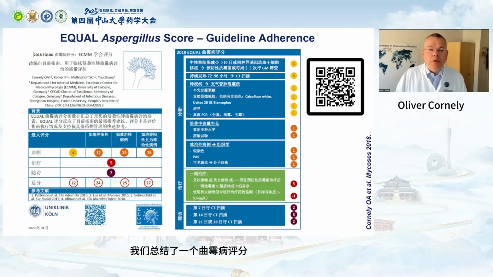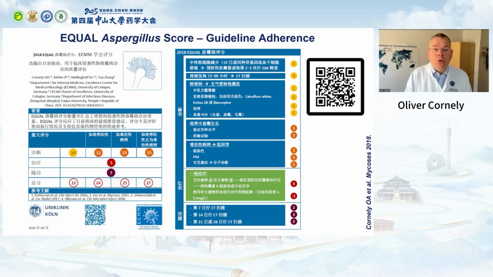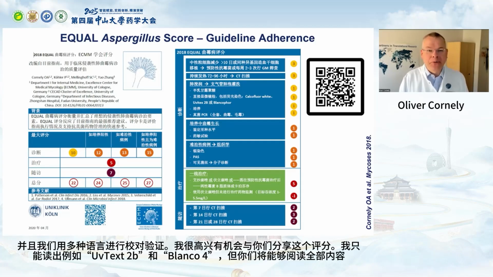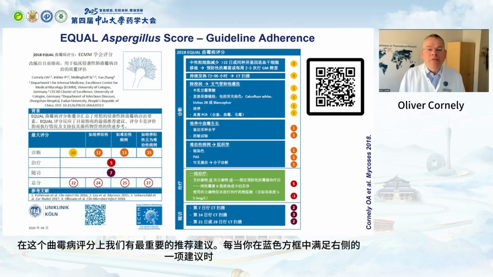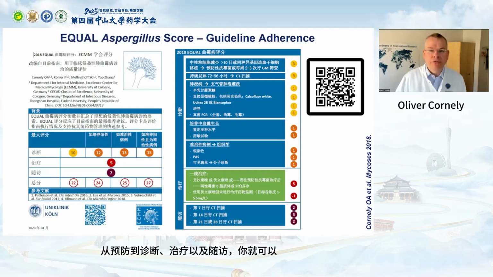All that we summarized in an equal Aspergillus score, and we did so in many languages, and I'm happy to be able to share with you this one, and I can only read the German and Spanish, but you will be able to read it all. So we have the most important recommendations on this Aspergillus score, and whenever you fulfill one of these suggestions in the blue boxes, from prophylaxis to diagnosis and treatment and follow up, then you earn, so to say, the score points right next to it.